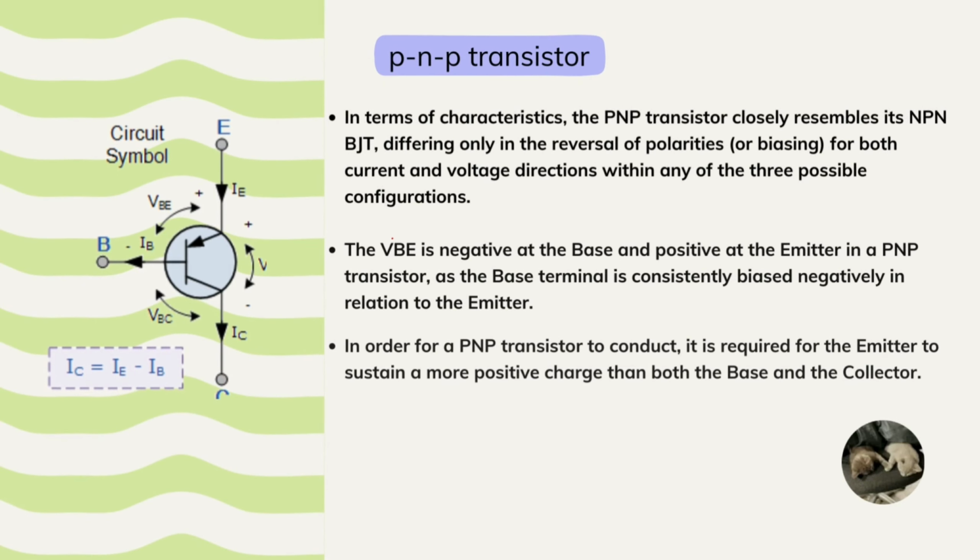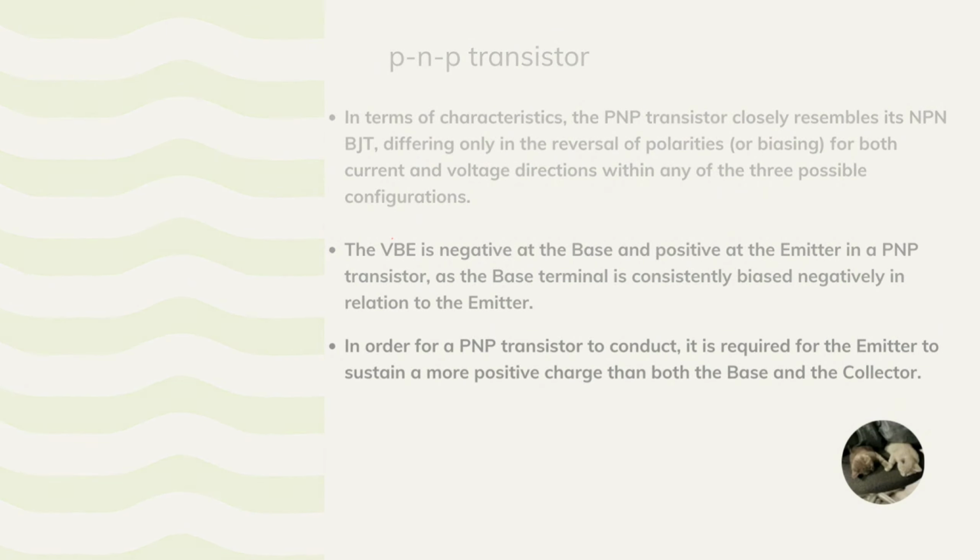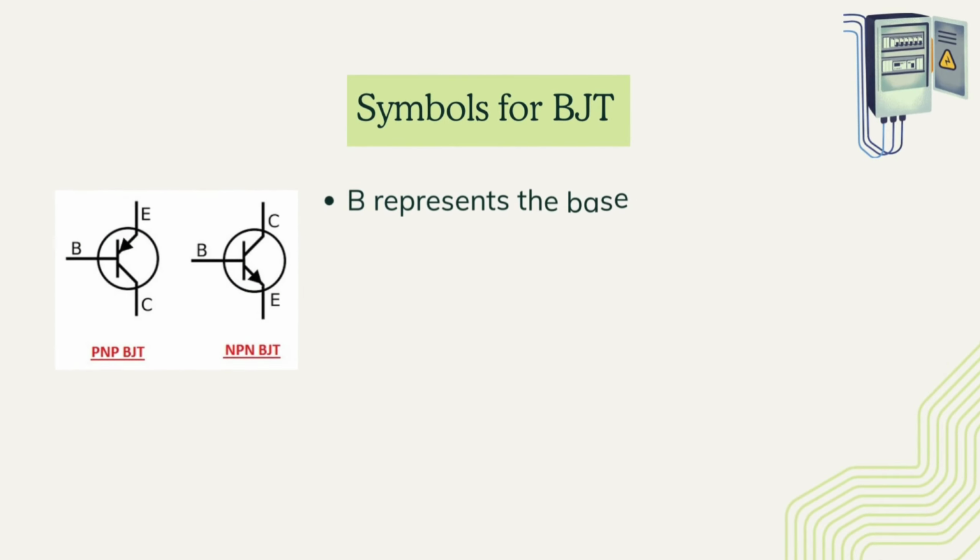On the other hand, a PNP transistor closely resembles its NPN counterpart. It only differs in the reversal of polarities for both current and voltage directions. As you can see from the circuit symbol illustrated, the VBE is negative at the base and positive at the emitter, and the base terminal is consistently biased negatively in relation to the emitter. The emitter must sustain a more positive charge than both the base and the collector for a PNP transistor to enable conduction.